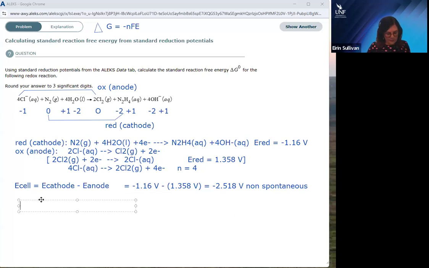All right, so my delta G then, I'm going to have to draw another little delta here. Not very good at that. Delta G equals minus nF E cell. And we see that minus sign is going to change the sign of E cell from negative to positive, giving us a positive, non-spontaneous delta G. So minus n, which is 4 moles of electrons, times F, the Faraday constant, which is 96,485 in units of coulombs per mole, times the standard cell potential that we just calculated, which was minus 2.518 volts.